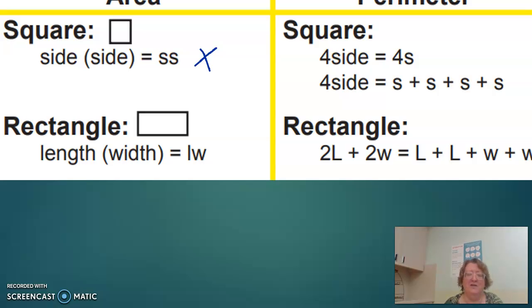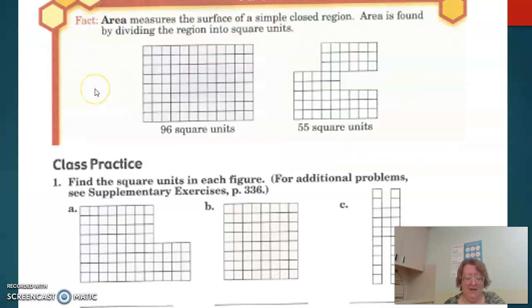So let's say the formula for a rectangle after me. The area of a rectangle equals length times width. Let's say that together. The area of a rectangle equals length times width. Now I want you to go to page 285 in your workbook. And we're going to discuss how we determine the area of simple closed regions.